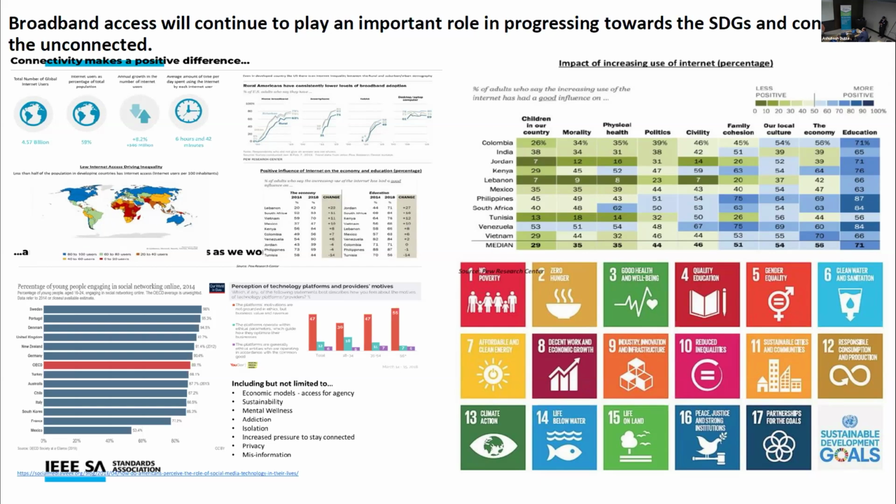Now, if you look at the people who are engaged in connectivity, you find that the people in Western Europe and Far East Asia have connectivity compared to the other places. So again, a challenge. The effects of connectivity that we talked about this morning impact education, economy, culture, family cohesion, civility, politics, physical health, morality, and children.